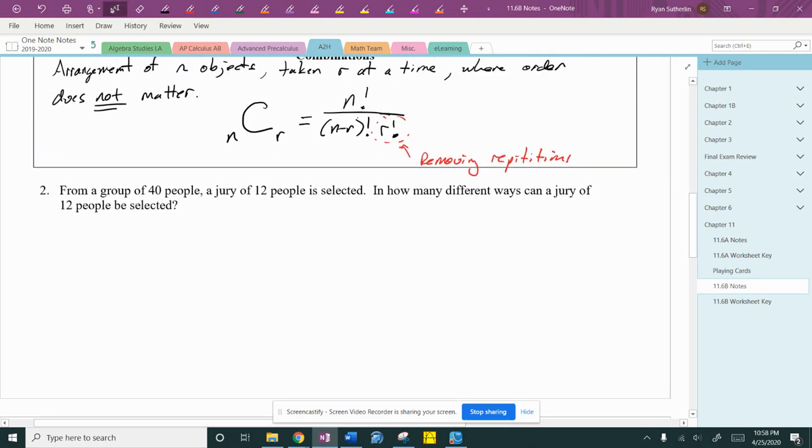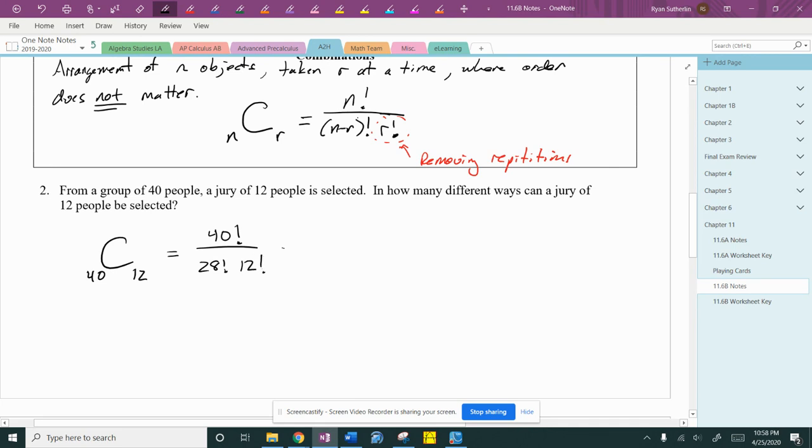Problem 2, from a group of 40 people, a jury of 12 people is selected. In how many different ways can a jury of 12 people be selected? So in this problem, they're picking a jury of 12. It does not matter who's picked first, who's picked second. So this is going to be a combination. So it's a combination of 40 choose 12. Now again, I'm going to show you the formula written out here, but you do not have to do this. 40 minus 12 is 28 factorial times 12 factorial.